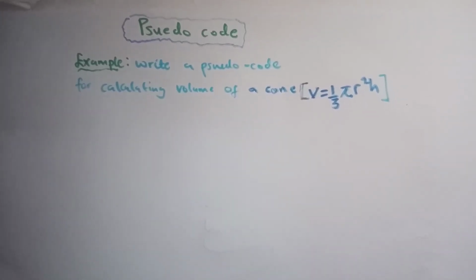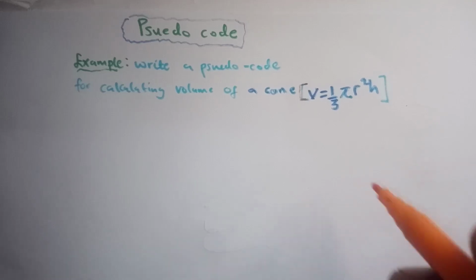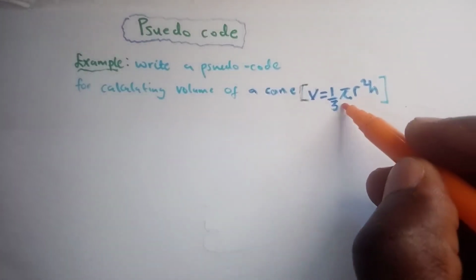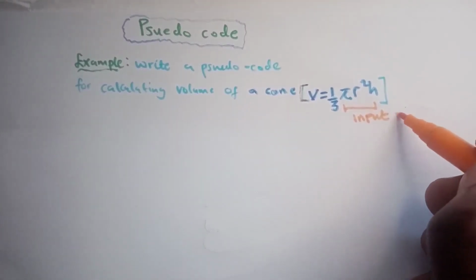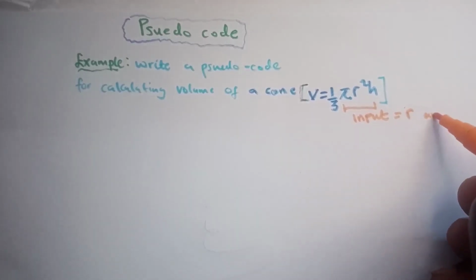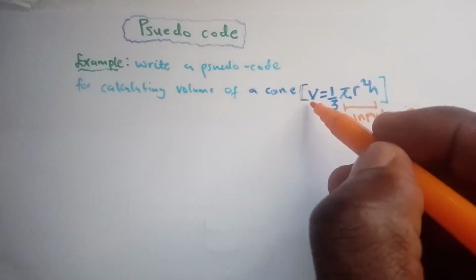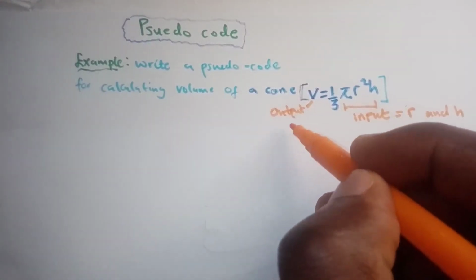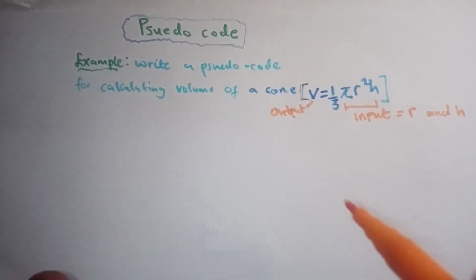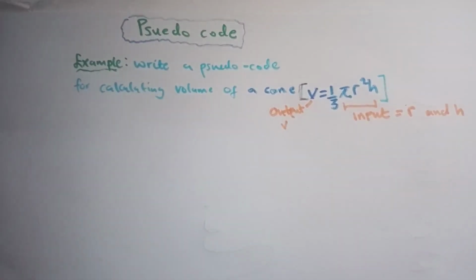Another video on pseudocodes. So let's look at this question. We're asked to write a pseudocode for calculating the volume of a cone, and we've been provided with a formula for a cone. So we already have the formula. The only thing to do here is identify our inputs: R and H. And this is our output, or what we are going to display. V is the output. That's the first thing you have to take note of here.